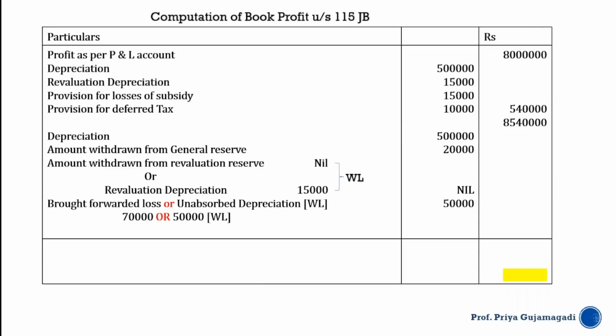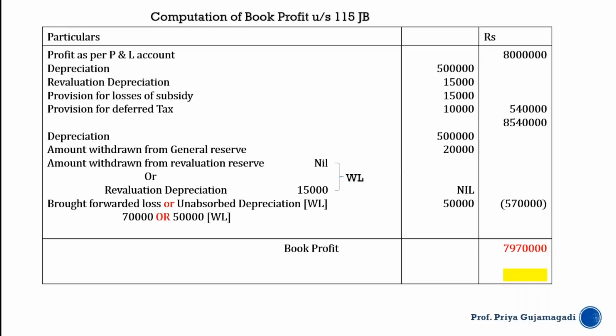We will calculate the total of all of them and write it in the outer column. 5 lakh rupees plus 2 lakh rupees plus 50,000 rupees. So it will be 5,70,000. So we have to deduct that 5,70,000 from 85,40,000. So book profit under section 115 JB is 79,70,000. Now we have to calculate MAT, that is minimum alternate tax payable.